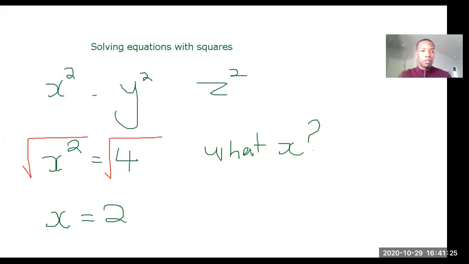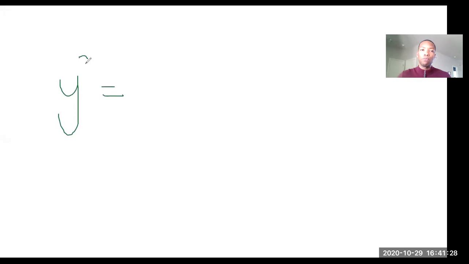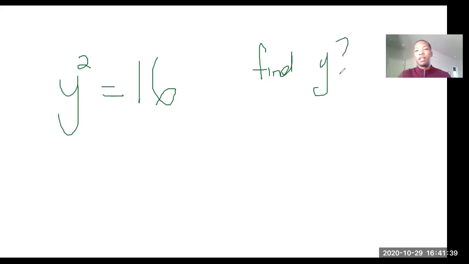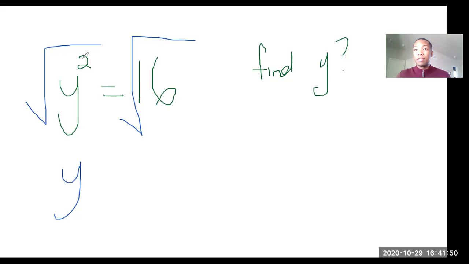Let's give another example. Say y squared is equal to 16. In order for me to find what y is, I need to use the square root. Whatever I do on one side, I've got to do on the other side. The square root of y squared is y. The square root cancels it out, just like how plus 3 cancels out minus 3. The square root cancels out the square. So y is equal to the square root of 16, which is 4.